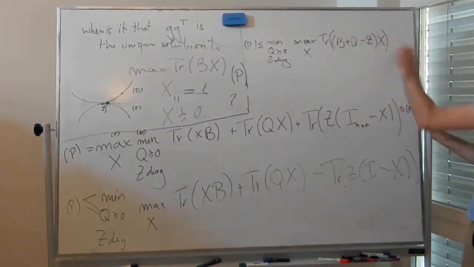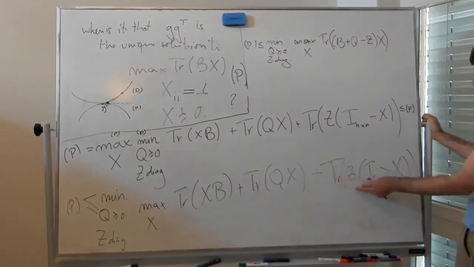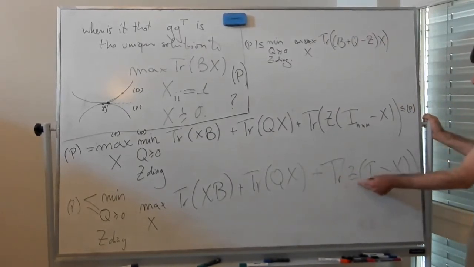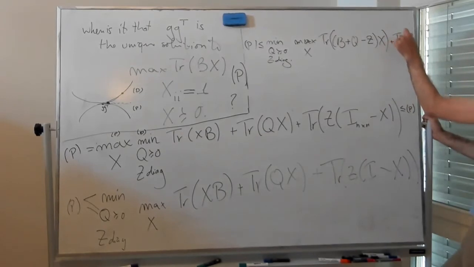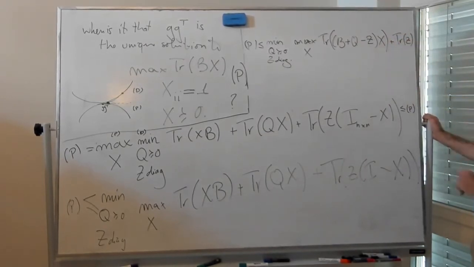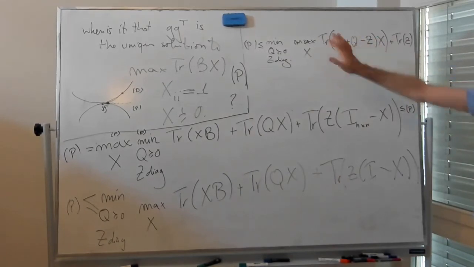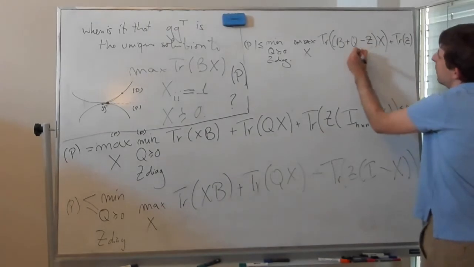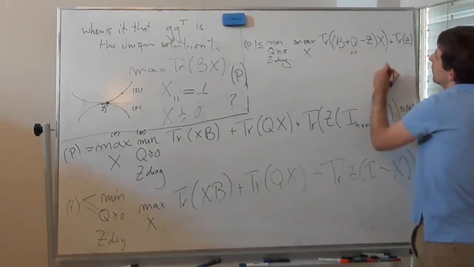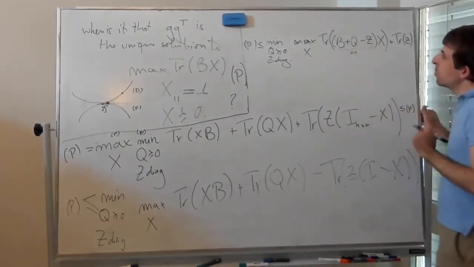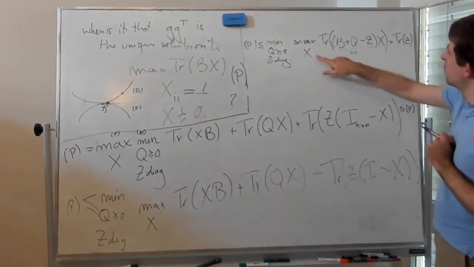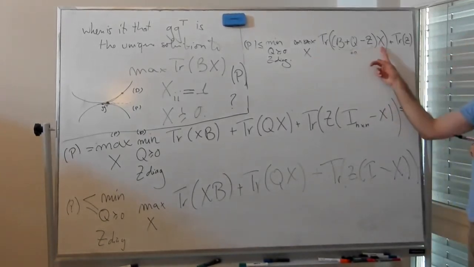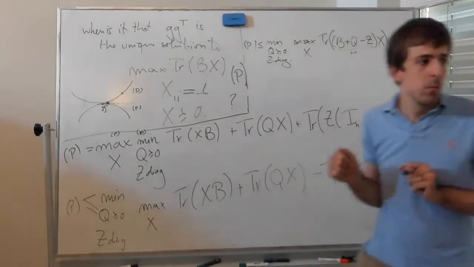X, plus one term that doesn't have X, which is trace of Z times identity, which is just the same as trace of Z. Now when we look at this, it's clear what the dual player needs to do. Because if the dual player plays something here that's not 0, then the primal player can just play, there are absolutely no constraints, so they can just play that matrix.